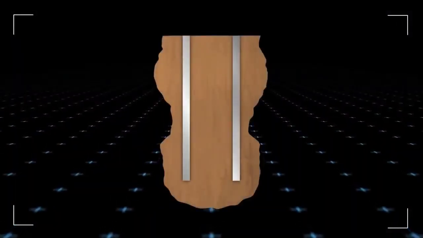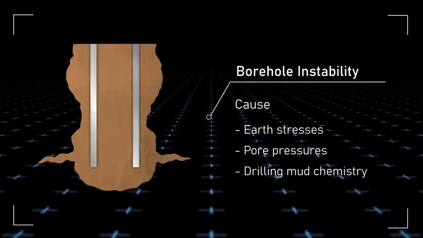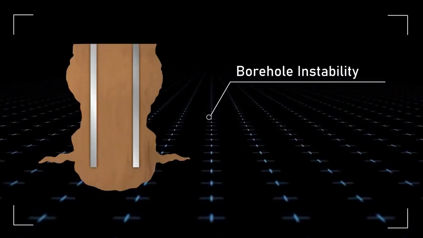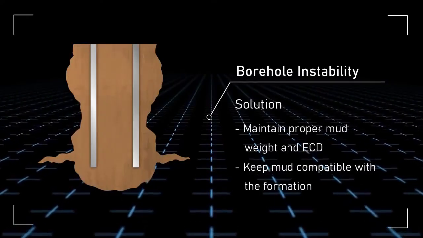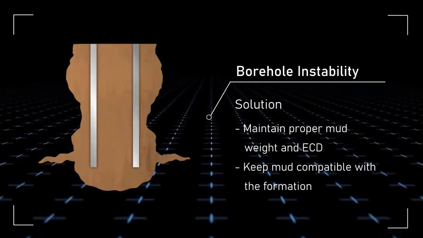Borehole instability is often associated with rock failure due to earth stresses, unsuitable circulation pressures, and chemical interactions between the mud and formation. Mud engineers treat borehole instability by maintaining proper mud weight in ECDs and keeping the mud compatible with the formation.